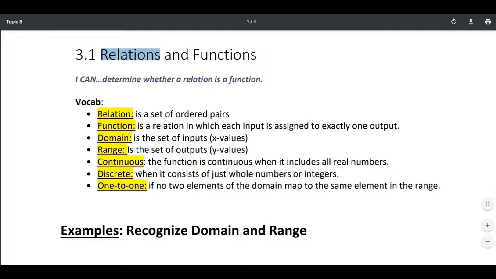And then one-to-one function, mathematical definition: no two elements of the domain map to the same element of the range, essentially, so there's only one y for any given x value. So you'll see that when we look at the maps, it's pretty clear as to what meets the definition of one-to-one and what does not. So let's take a look at a couple examples.